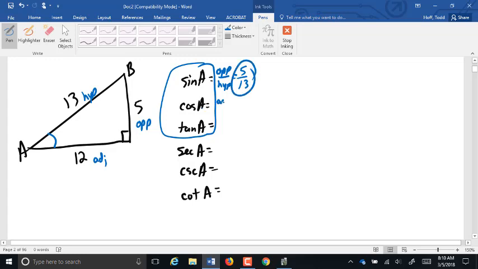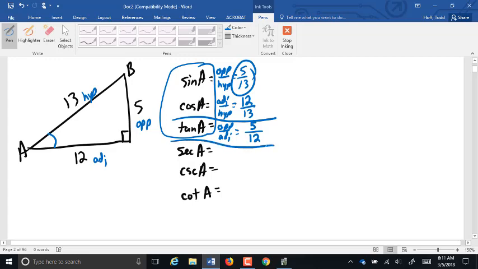Cosine, remember cosine is adjacent over hypotenuse. So that would be, cosine of A would be the adjacent side of the 12. Hypotenuse is the 13. Tangent is opposite over adjacent. So which side's the opposite? The 5. And which side's the adjacent? 12. So those are the main ones.